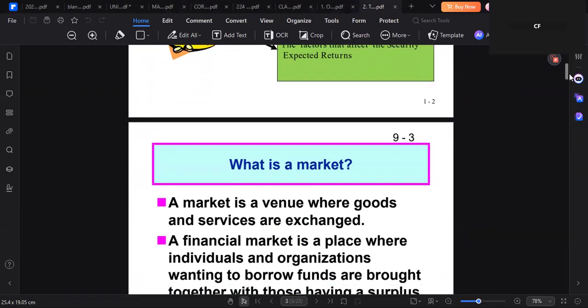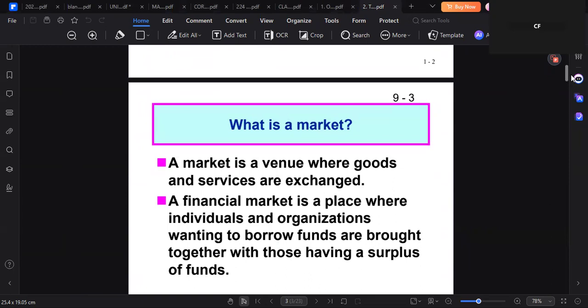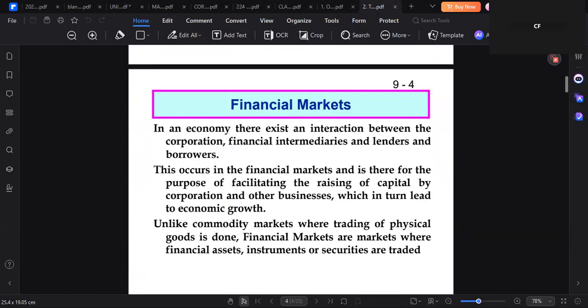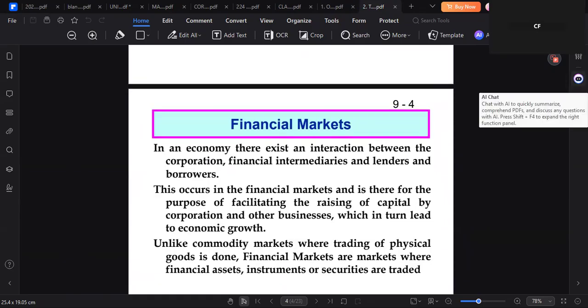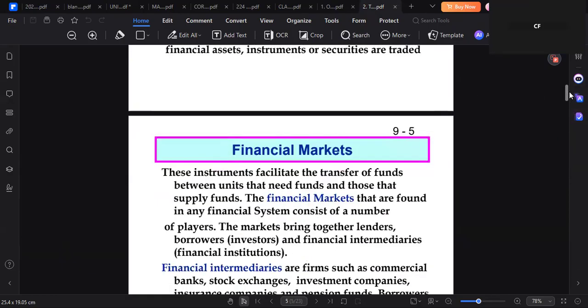And so, what is a market? Basically, a market is a venue where goods and services are exchanged. So we have a financial market, a place where individuals and organizations want to borrow funds. Those that have excess will lend funds in that market. So financial markets in an economy are interaction between corporations and financial intermediaries. They are lenders and borrowers. And this occurs for purposes of facilitating the raising of capital, the borrowing of funds, and ultimately spiking economic growth.